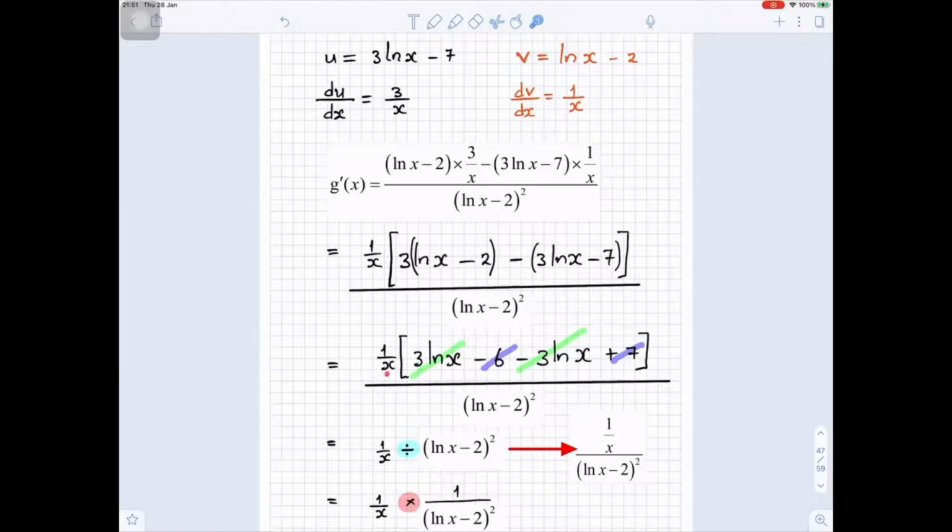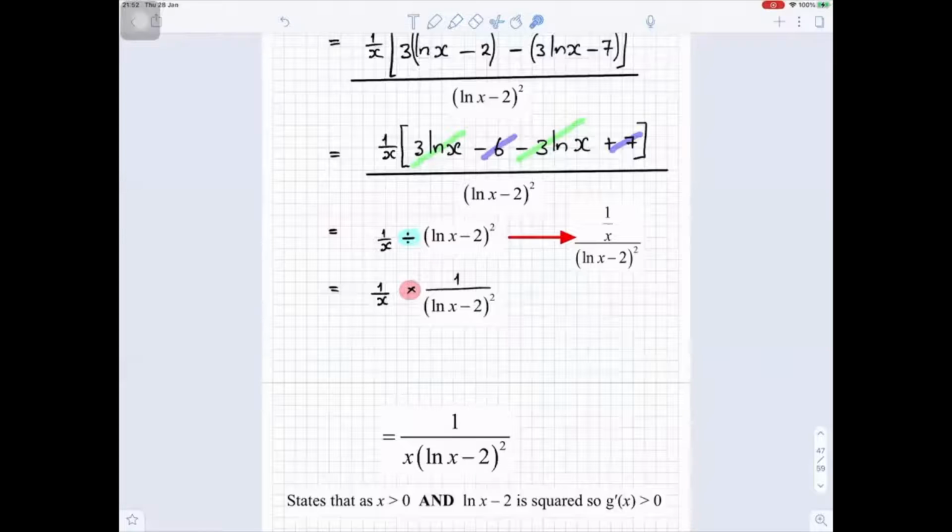So what is left now is 1 over x at the top, divided by ln x minus 2 squared. You can write it like that, 1 over x divided by ln x minus 2 all squared. And when you divide, you change it to a times and flip this fraction. So the 1 goes to the top and the ln x minus 2 squared comes below. So you would end up with 1 over x times the bracket ln x minus 2 all squared.